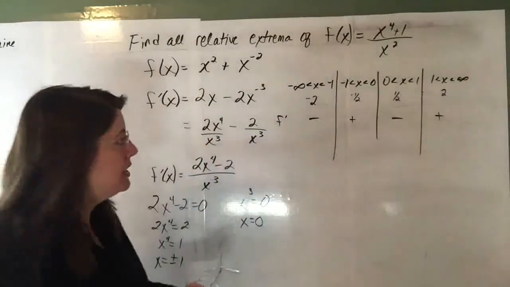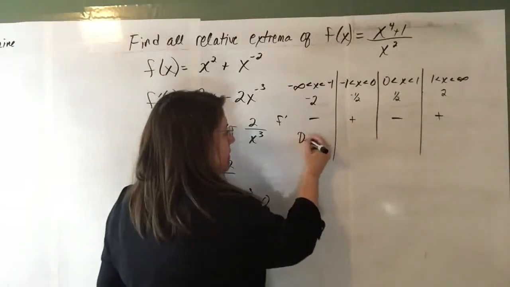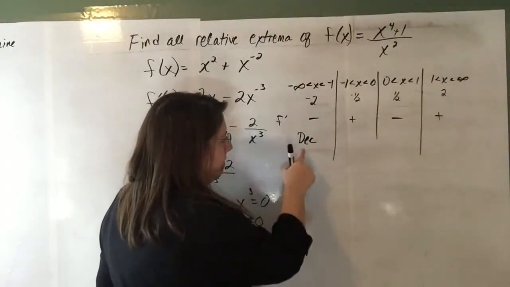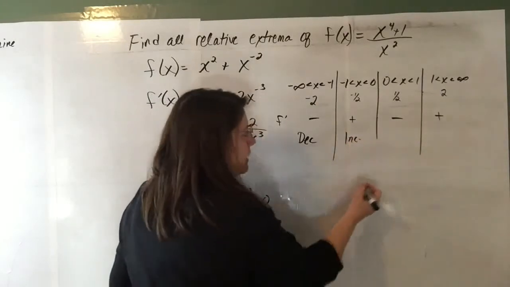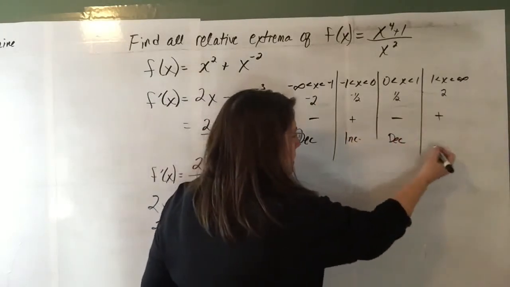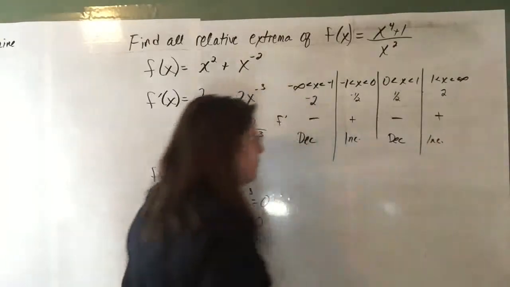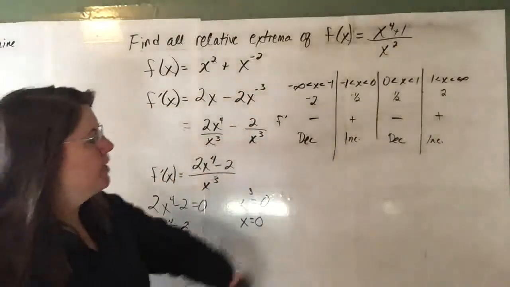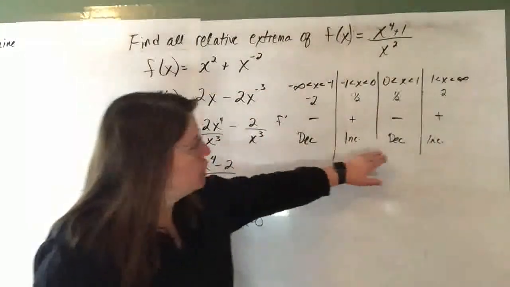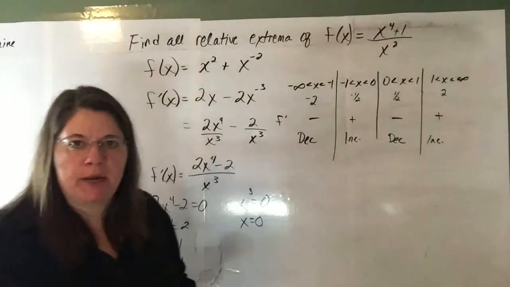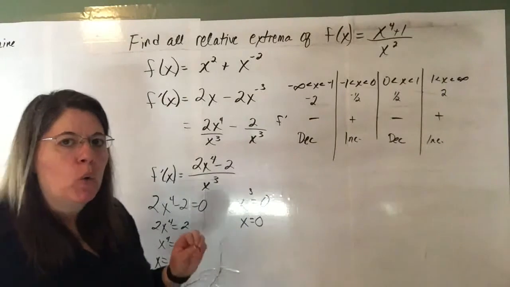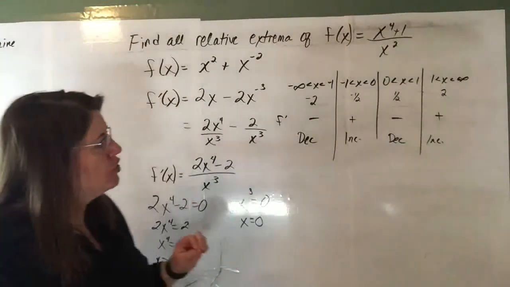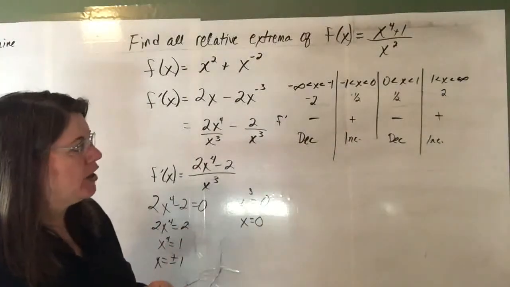So my function is decreasing here, increasing on that interval, decreasing again, and increasing. Now, at first glance, you might think you have 1, 2, 3 maximums or minimums, relative maximums or minimums, but we have to consider what happens with this function at these critical values.